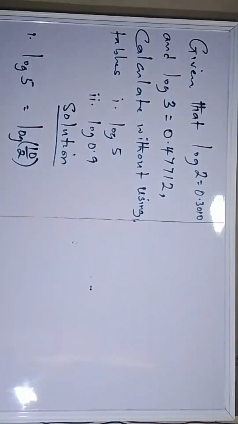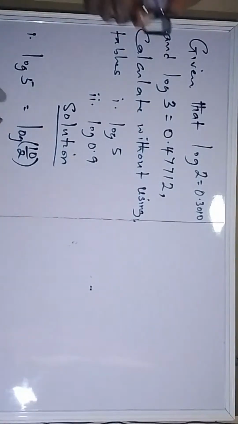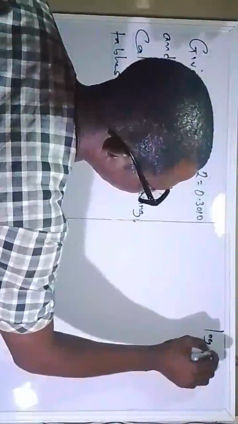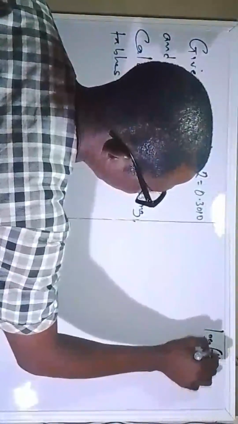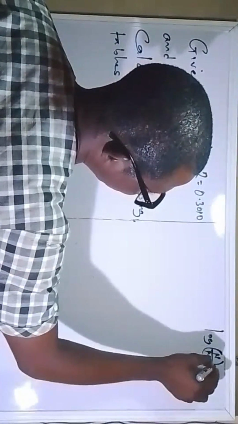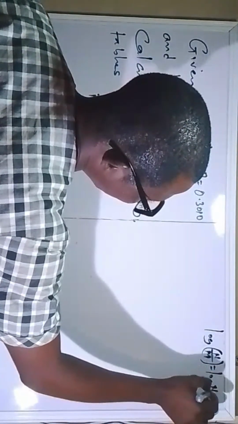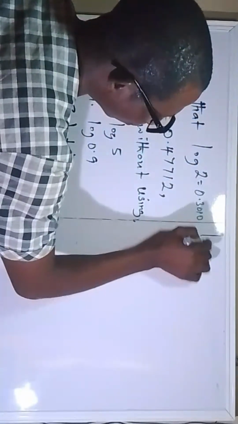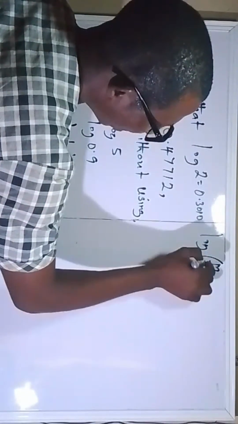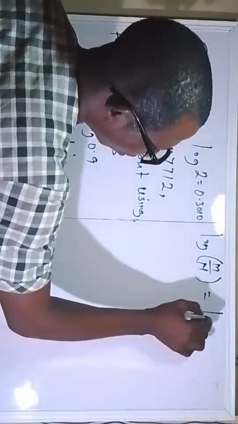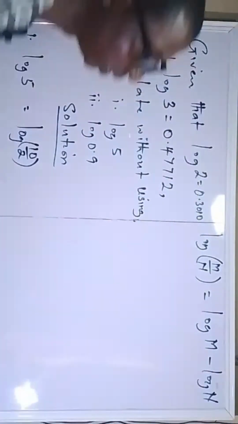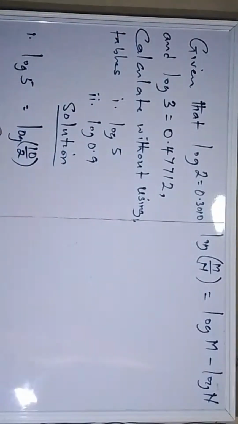So now I will be applying the law of logarithms here. When dividing, you subtract. So let me write the law. When you have log of n over m, it is going to be log of n minus log of m. And log of m over n will be log of m minus log of n. Okay, this is the law we are going to be applying here.